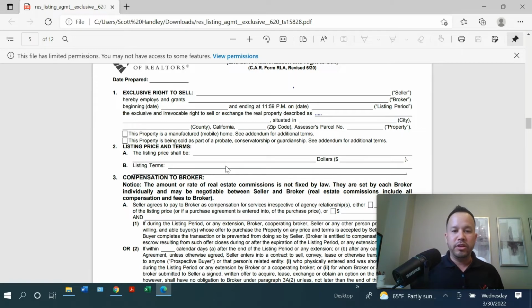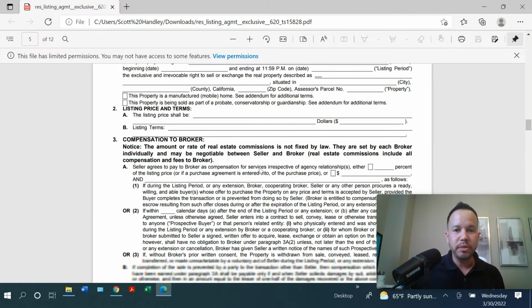An example of a listing term might be, hey, the seller is willing to give me a $500 bonus if I could get more than X amount for my home. Or any other terms that you could think of that might pertain to the transaction, you're going to be able to write in right here.